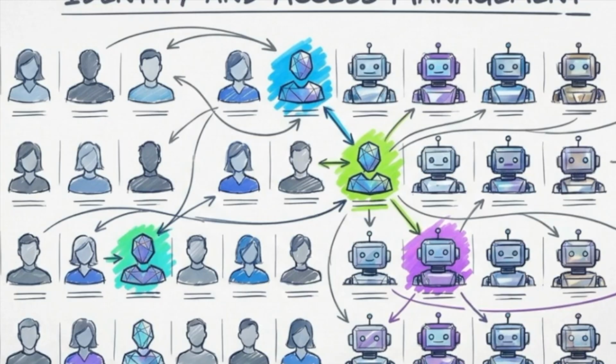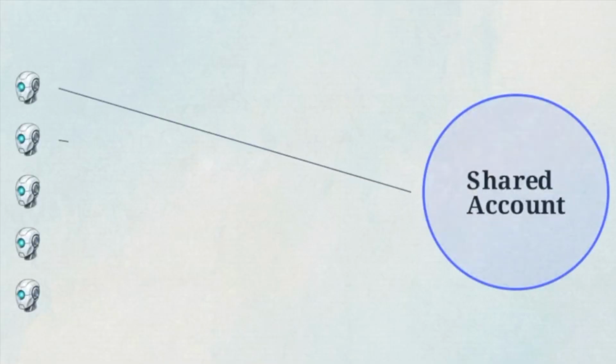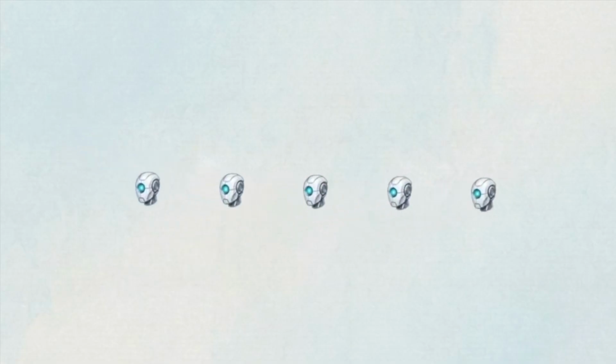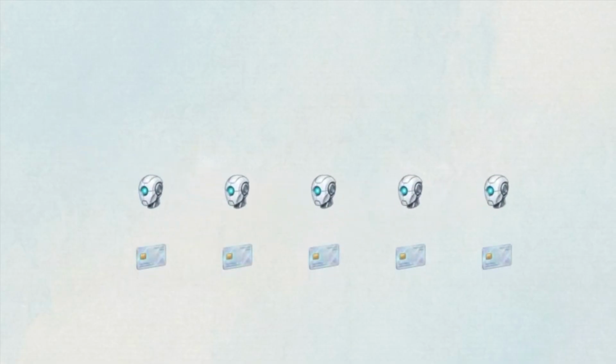and access management infrastructure. On the left, teams mistakenly assign agents to shared service accounts or treat them like human employees. When multiple agents share credentials, tracking actions becomes impossible. The secure approach maps a one-to-one relationship. Every agent needs its own independent, identity-bearing credential.